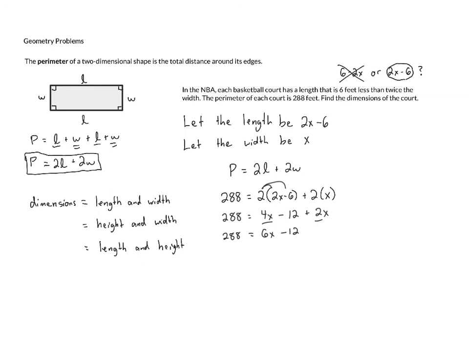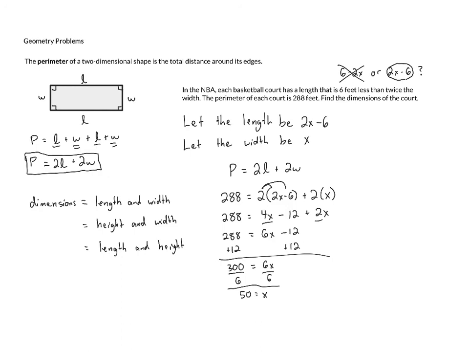To get rid of this 12, we need to add 12 to both sides. 288 plus 12 is 300, and that leaves us with 6x on the right. To get x alone, we divide both sides by 6, and that gives us 50 equals x.